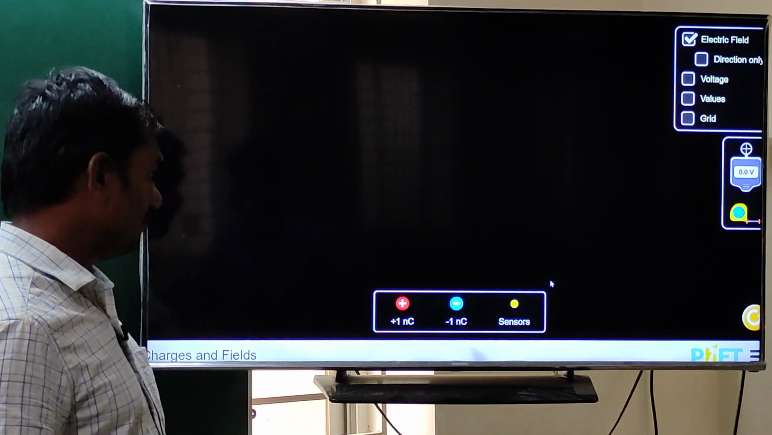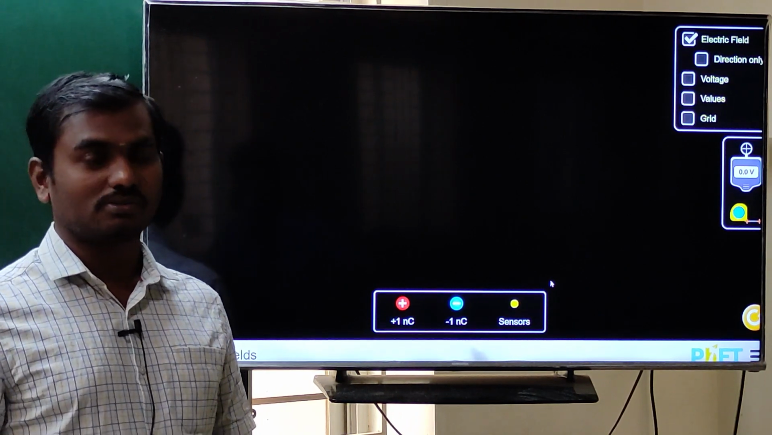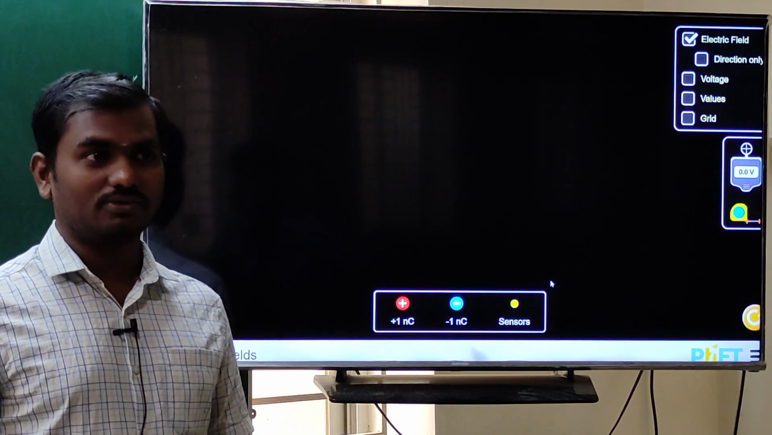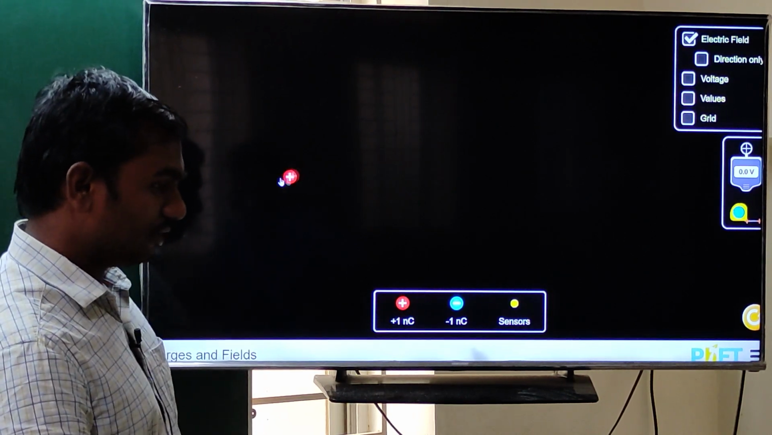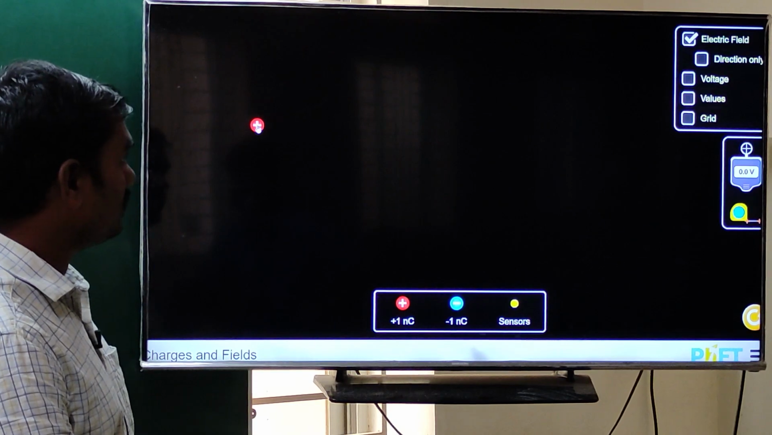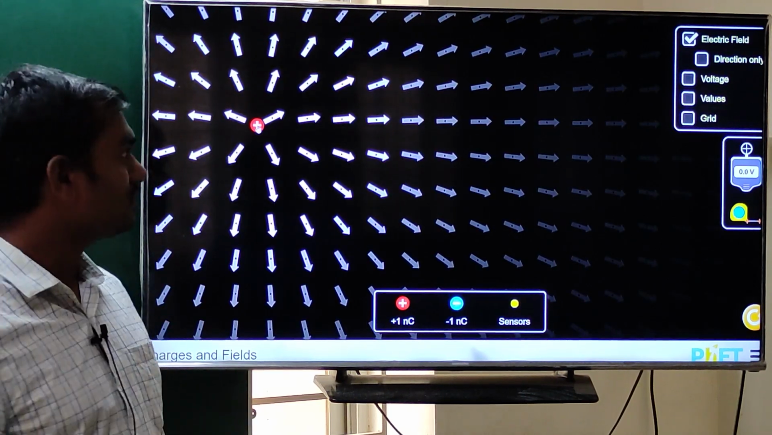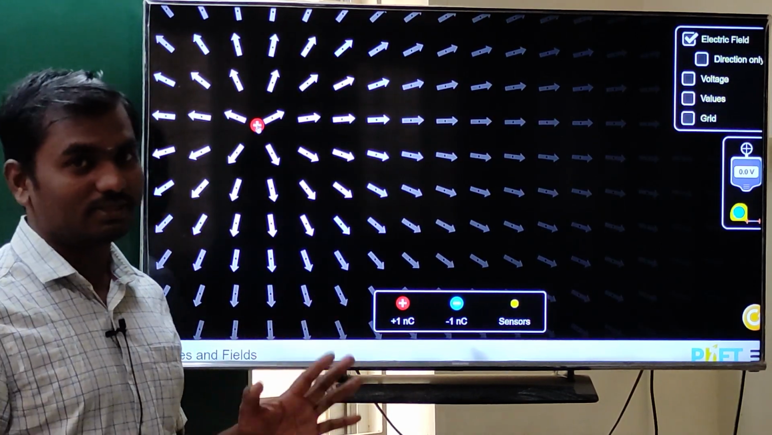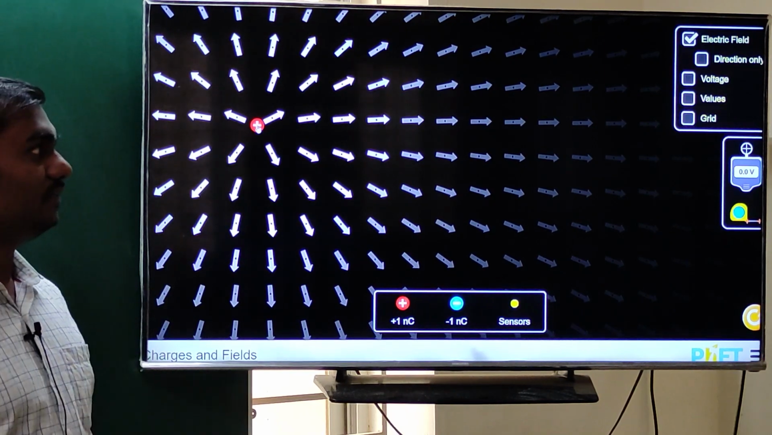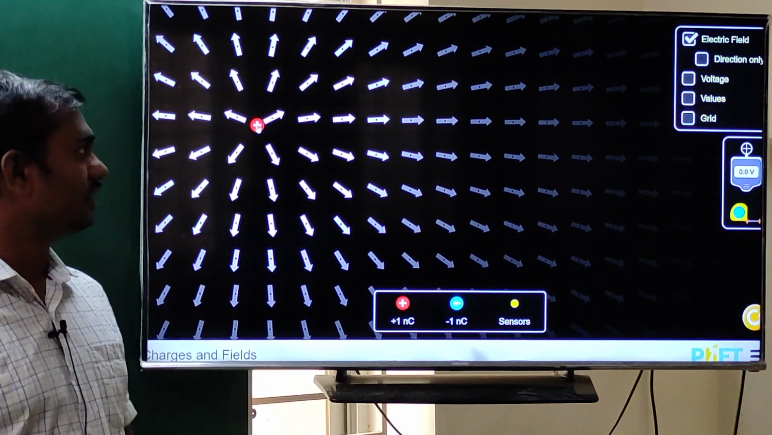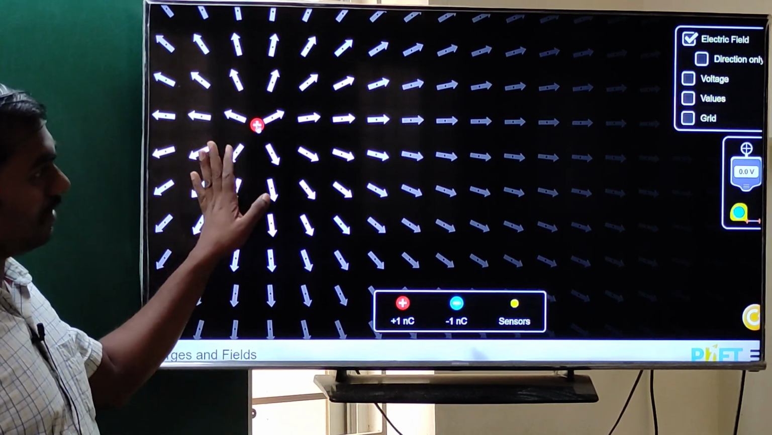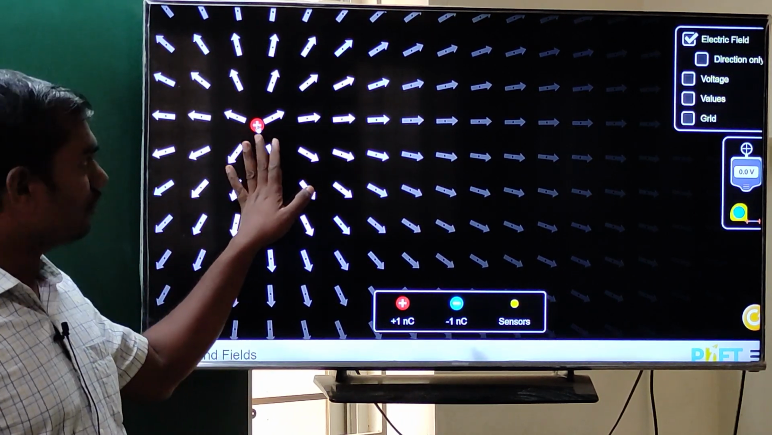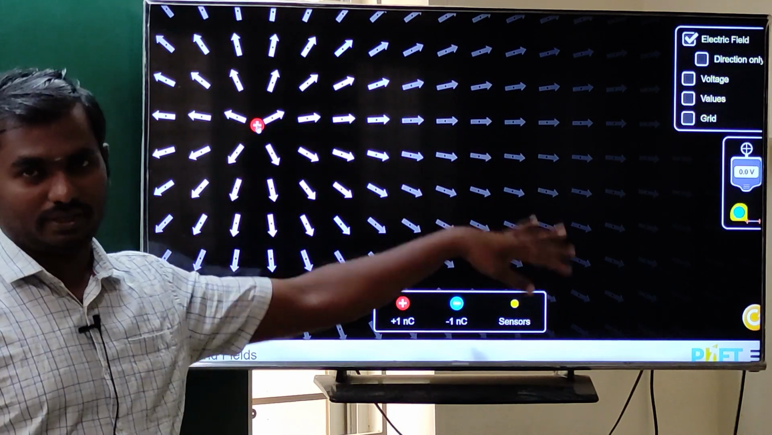And at the same time, positive charges produce a positive field, negative charges produce a negative field, correct? So if you keep a charge in space, some region around it is produced, and in that region a field is produced. That field is nothing but the electric field, correct? If you keep a positive charge, the field lines originate from the positive charge and move away, right?